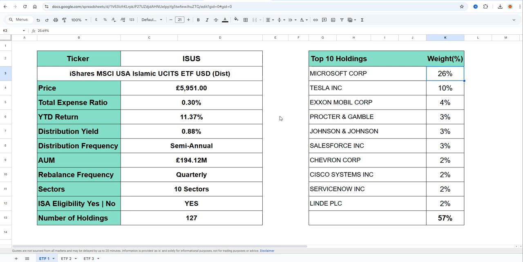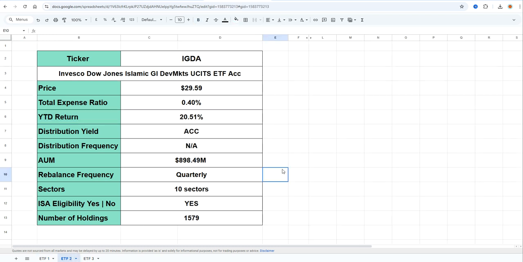So that is the first ETF that we wanted to look at. We've already seen how it performed. Now let's have a look at the second one. The second one is also another one that I own. The two ETFs that I own are the ones that I'm going to start with.